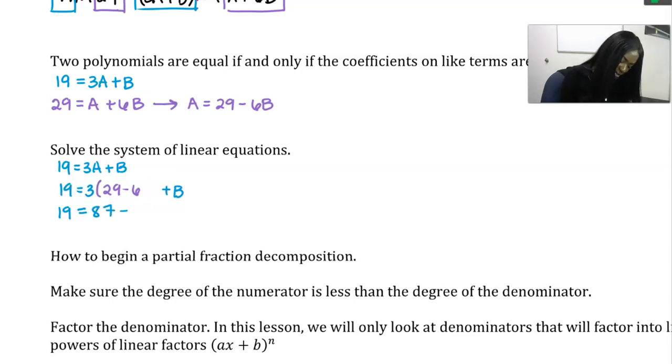That looks like a 6a. It's not, it's a 6b. Okay, so now distribute the 3. I'll have a negative 18b.